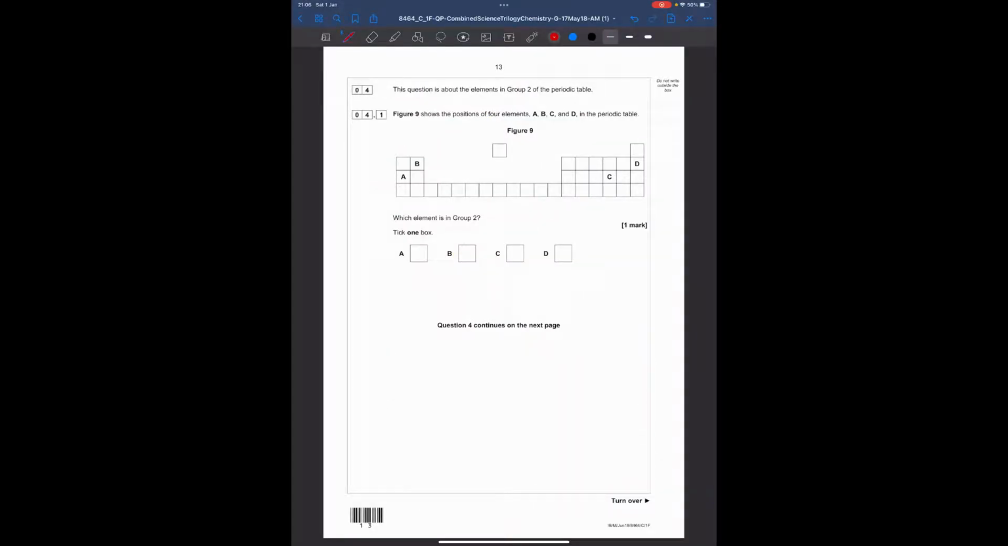Okay, so we'll now have a look at question 4 in this paper. This question is about the elements of group 2 of the periodic table. Figure 9 shows the positions of 4 elements, A, B, C and D in the periodic table. What element is in group 2? So you can use the periodic table you'll have in the exam for this, and you can see that your group 1 is there, group 2 is there, then you have the transition metal blocks, and then you have 3, 4, 5, 6, 7, and group 0 at the end. So which one is in group 2? It will be B.